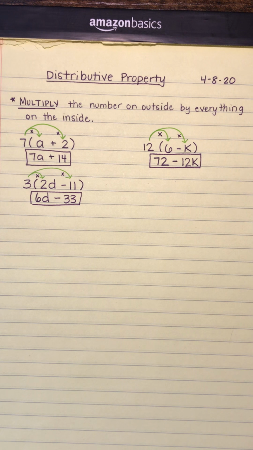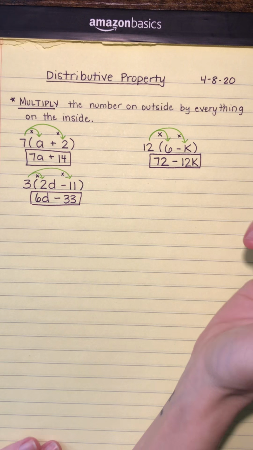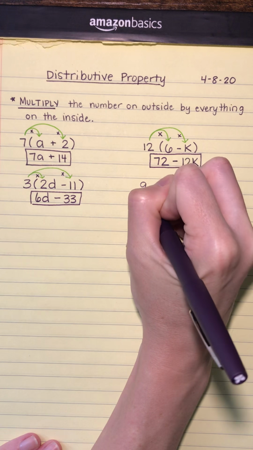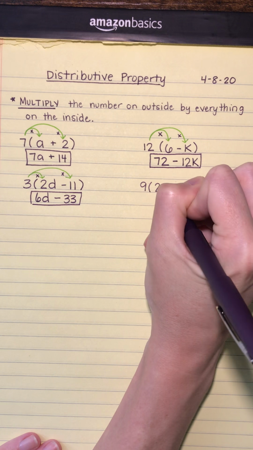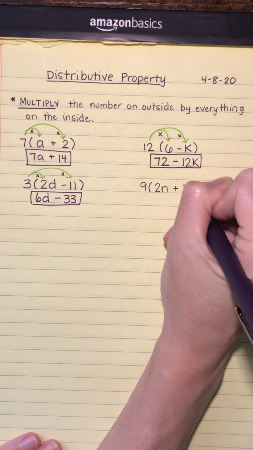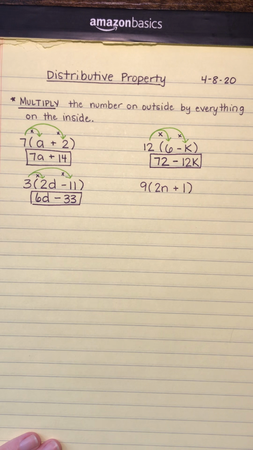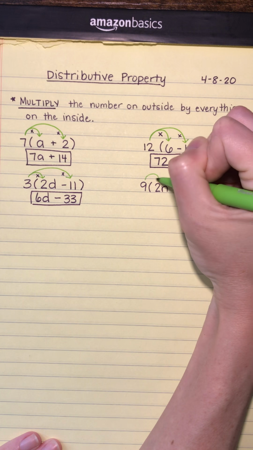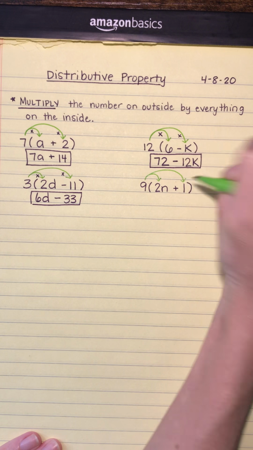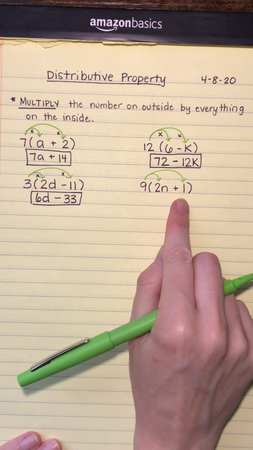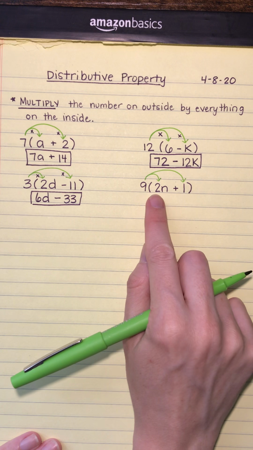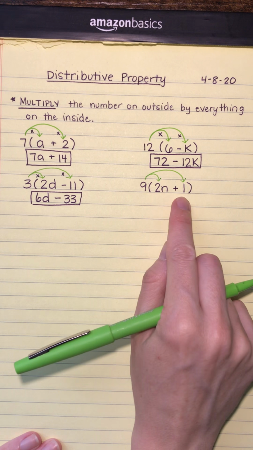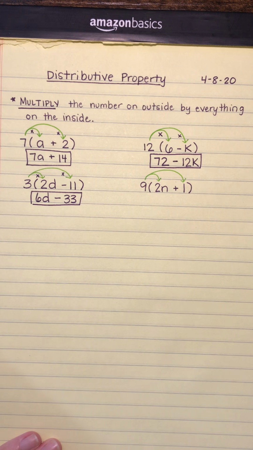All right, and let's try one more just like that. So this one I've got for you says 9, and then in parentheses, 2n plus 1. All right, so again, the number on the outside has to go and multiply by everything on the inside. And there are 2 parts on the inside. I know it kind of looks like there's 3 because there's a 2, an N, and a 1. But 2N is one piece altogether.